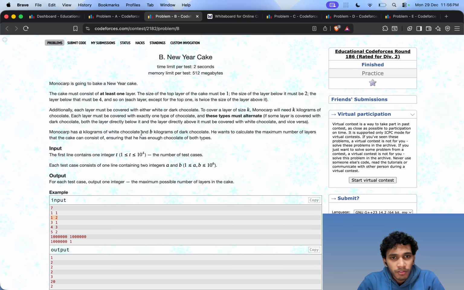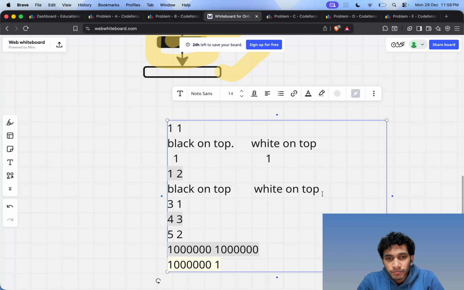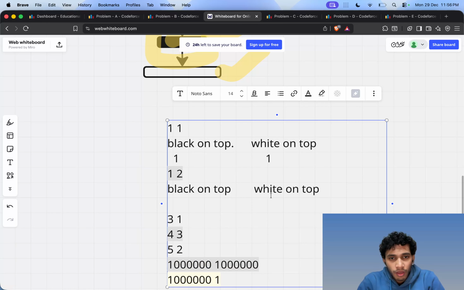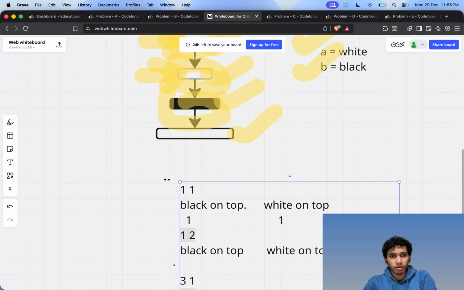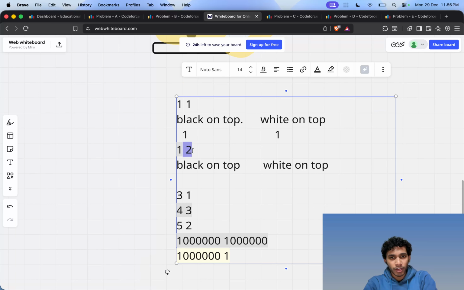A is white and B is black. So for black on top, on the first layer we will be requiring one amount of dark chocolate. So we have one amount of dark chocolate. So move forward. In the second layer we will be requiring two amount of white chocolate. No, we don't have two amount of white chocolate. So how many number of layers can we have?